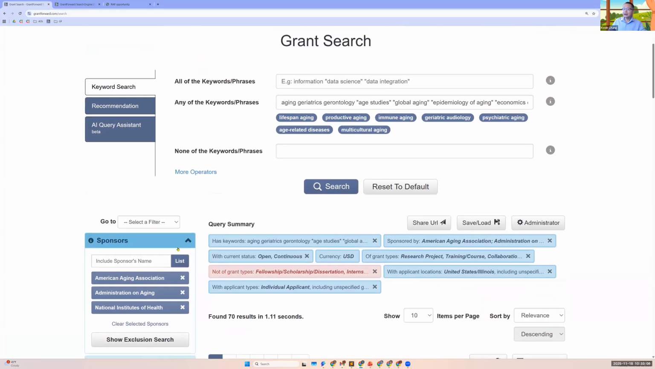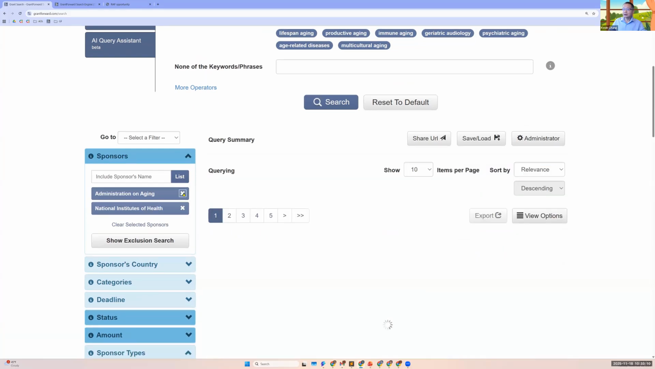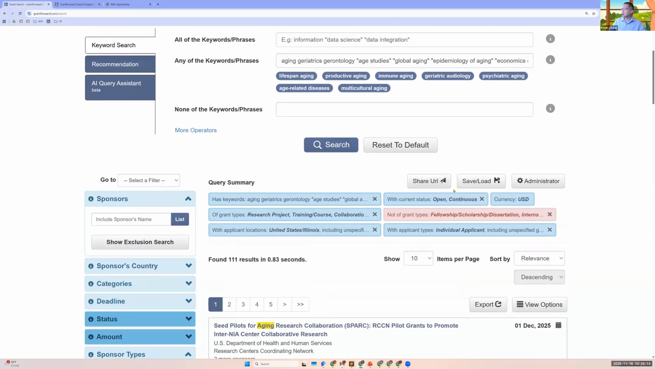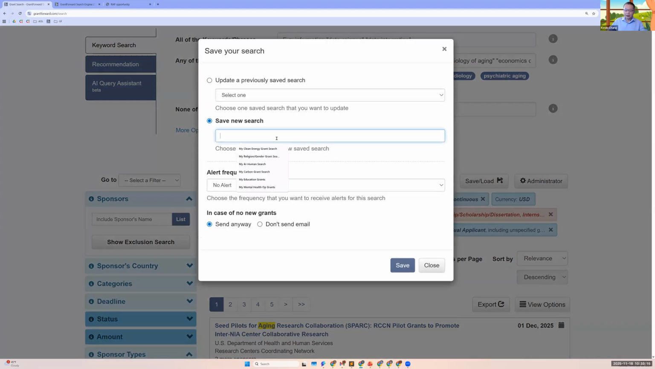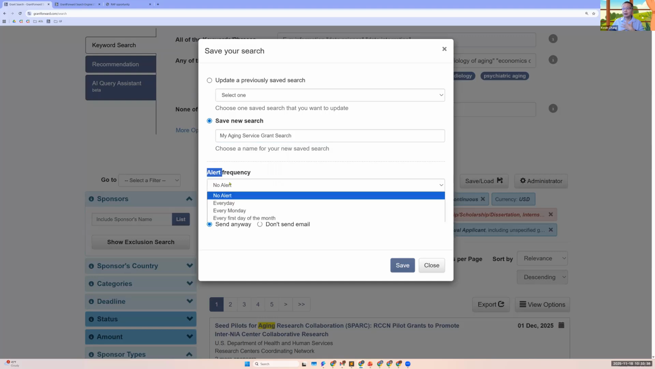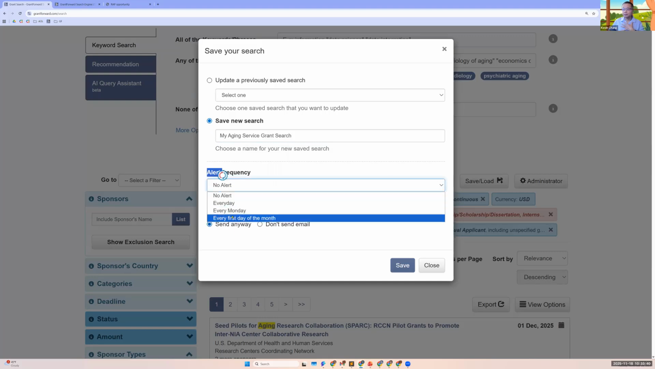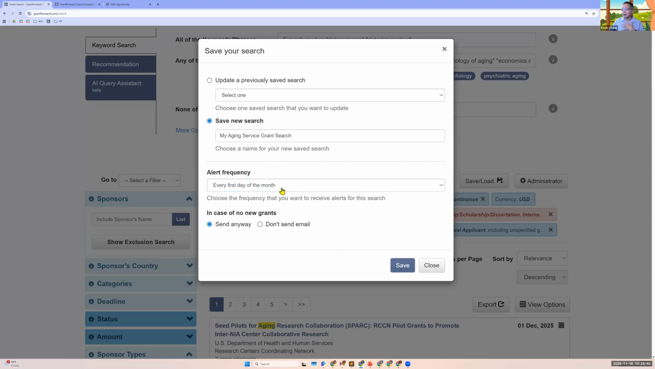So now we have created a good search that we are happy with. Okay, I can save my search. I can say this is my aging service grant search. This allows me to reuse my search criteria when I come back to GrantForward. I don't have to re-enter all these keywords. This also allows me to receive notification alerts, say every month or every week. Here I select every month.